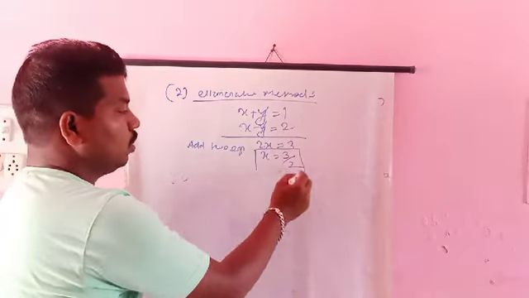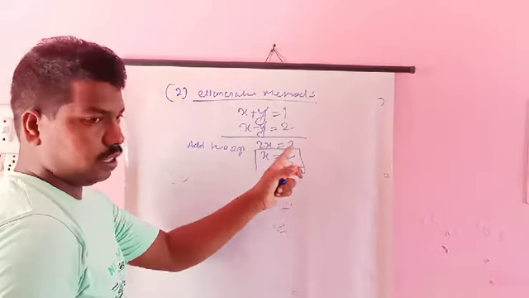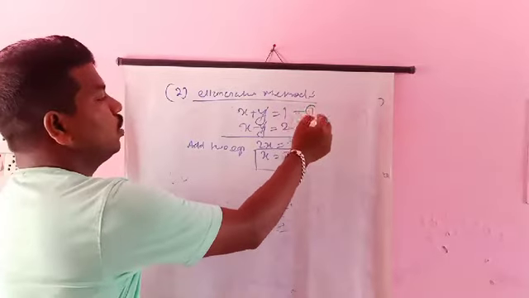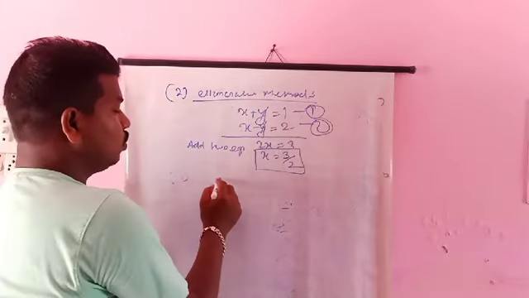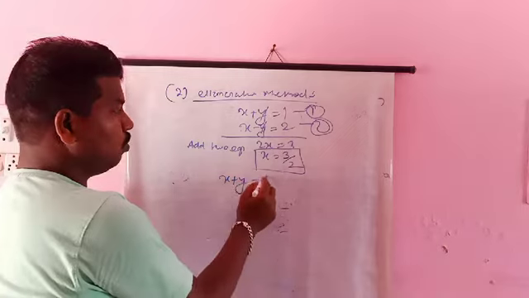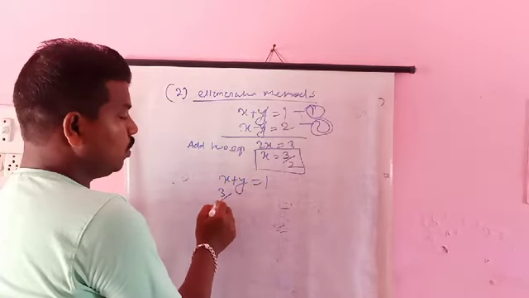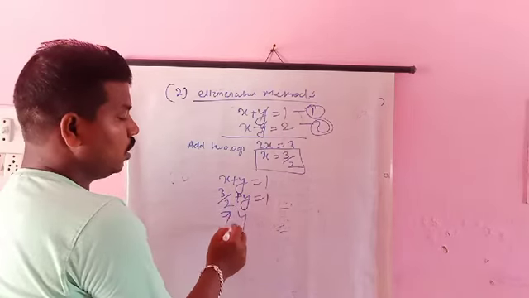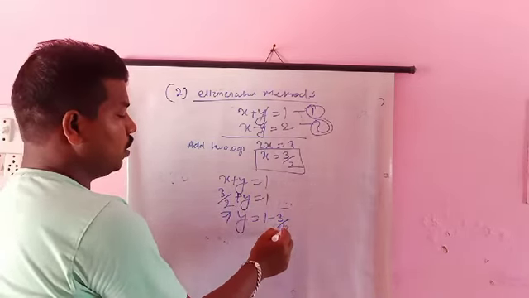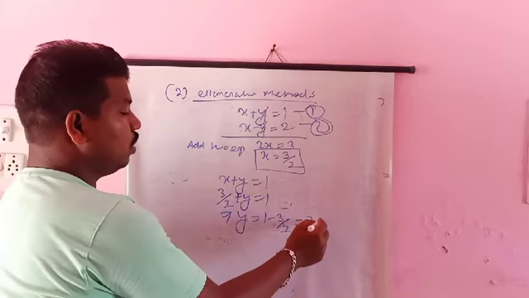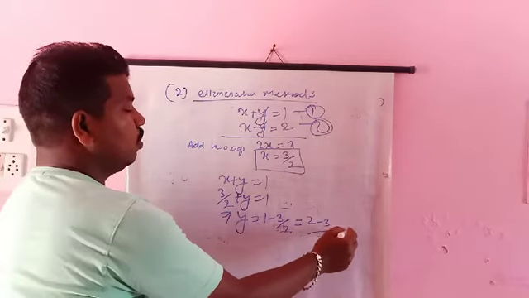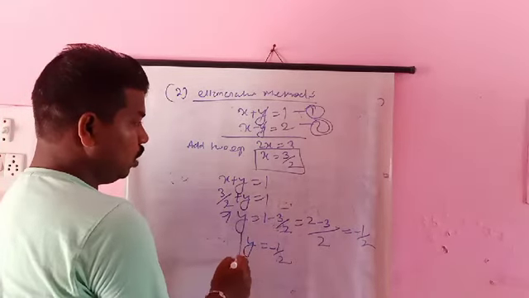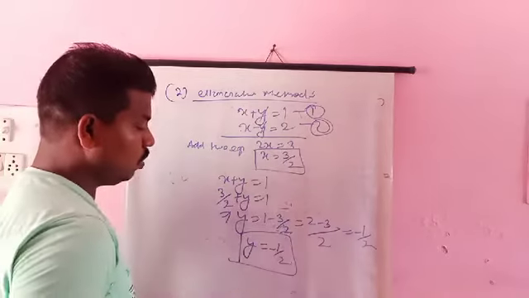So here we get one variable value, x equal to 3 by 2. If you put x equal to 3 by 2 in any equation, either equation 1 or equation 2, from equation 1, x plus y equal to 1, so 3 by 2 plus y equal to 1. That means y equal to 1 minus 3 by 2, that is equal to 2 minus 3 by 2, that is equal to minus 1 by 2. So here we get x equal to 3 by 2, y equal to minus 1 by 2.